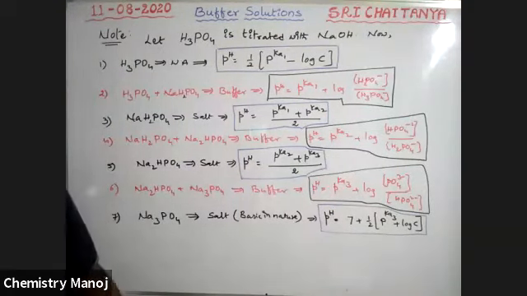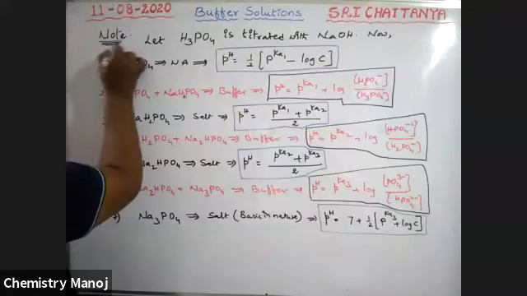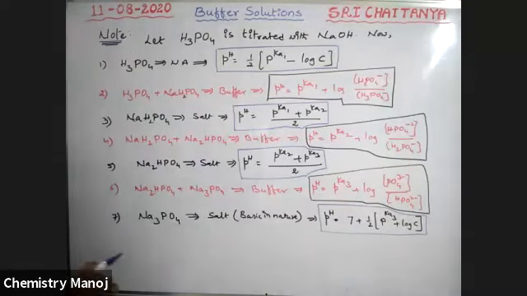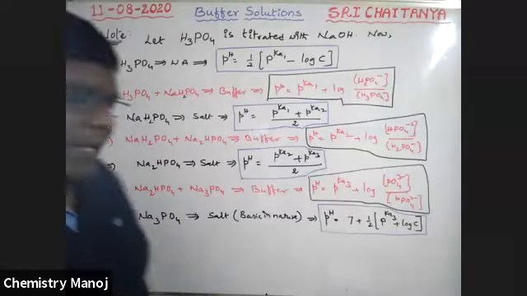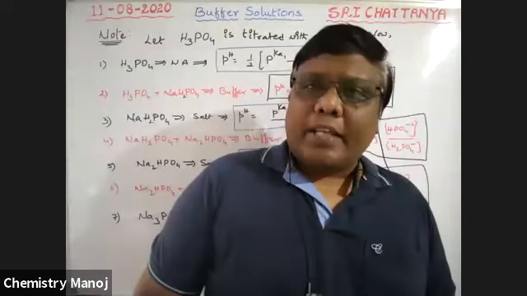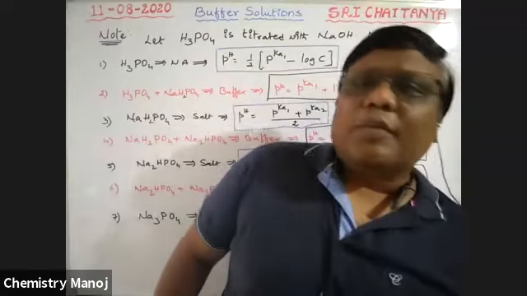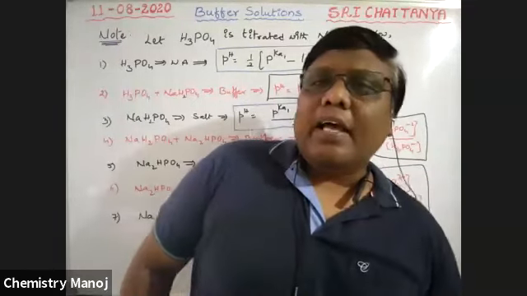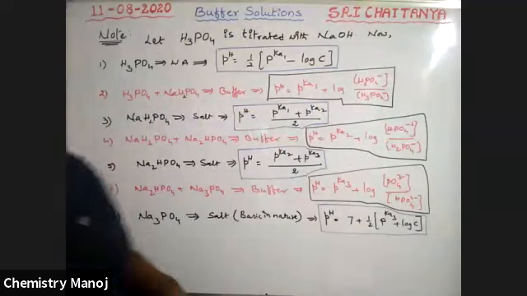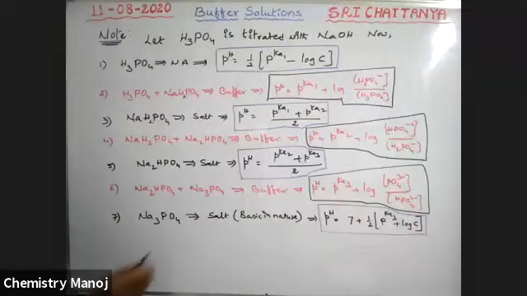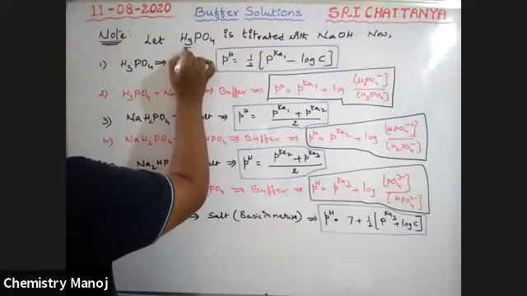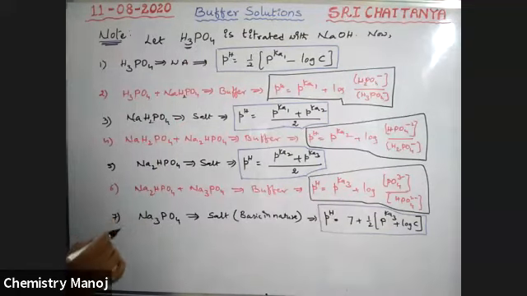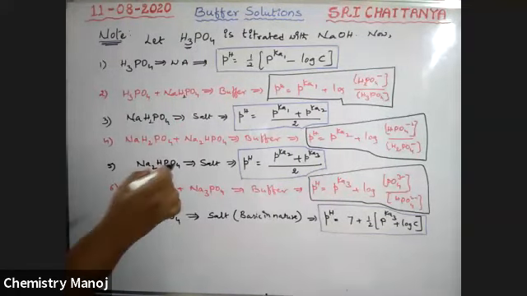Okay, see boys, please consider this point. It is a note point. What happened here? Let us take H3PO4. It is a polyprotic acid, my boys. That means more than one H plus ion comes out from that acid during the titrations or reactions. So it is a tribasic acid, a polyprotic acid. Three H plus ions come out, step by step.